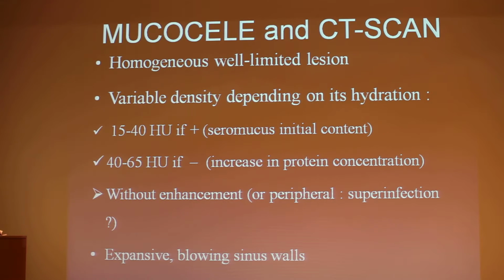First of all, the mucocele and CT scan. Mucocele is a homogeneous and well-limited lesion with variable density depending on its hydration. At the beginning, it has a seromucous content, so like 15 to 30 Hounsfield units, and then the mucocele becomes dehydrated with an increase in protein concentration, so it can reach 40 to 65 Hounsfield units. It does not have enhancement, or only a small peripheral enhancement, especially when it's superinfected. And it's an expansive lesion, blowing sinus walls, so it could be compatible with our lesion.